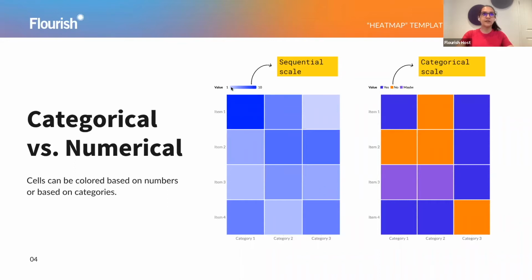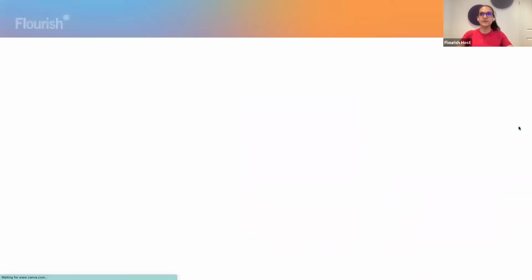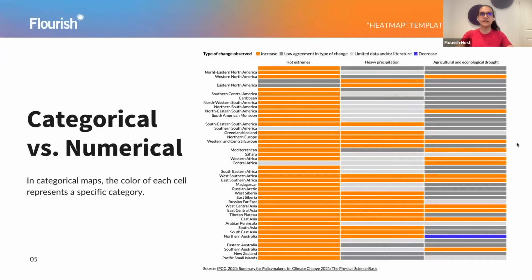But in this particular case, we clearly have a sequential scale that goes from lighter to darker, and just the higher the value of the cell, the darker the color. And we can see here the type of visualization that we'll get as a result. But now we're going to be looking into some examples so this concept sinks in clear.